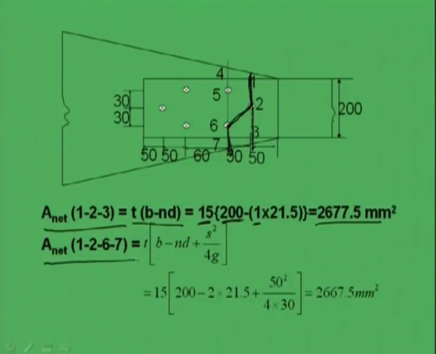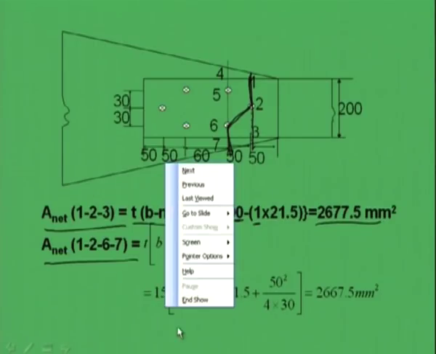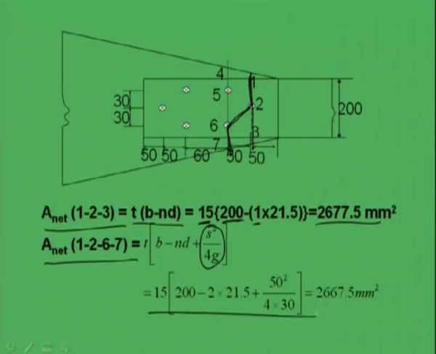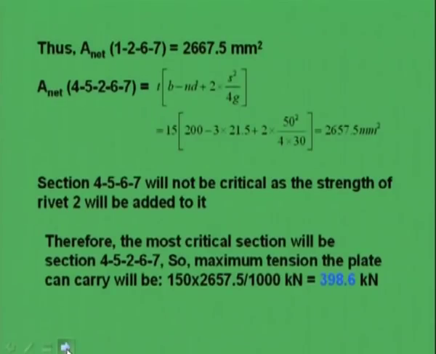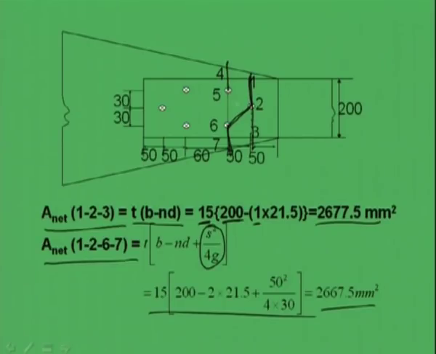So, net area along 1, 2, 6, 7 will be T into B minus ND plus s square by 4g. Because of stagger riveting, s square by 4g is going to add. So, this will become 15 into this, which is coming 2667.5 millimeter square. So, this is another way we are going to calculate. Another way, net area is going to be 2667.5 millimeter square. Another way of failure is 4, 5, 2, 6, 7. So this is another way it may fail.